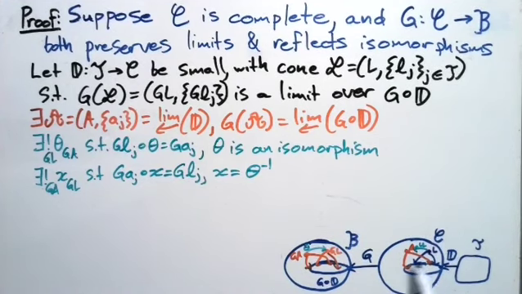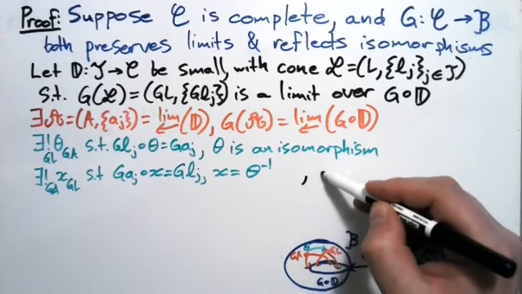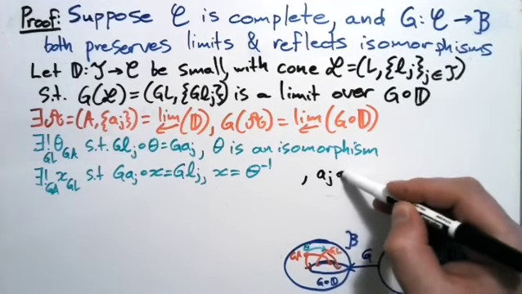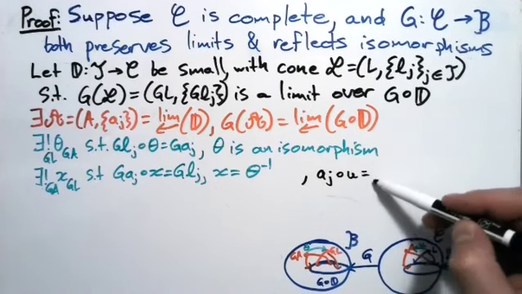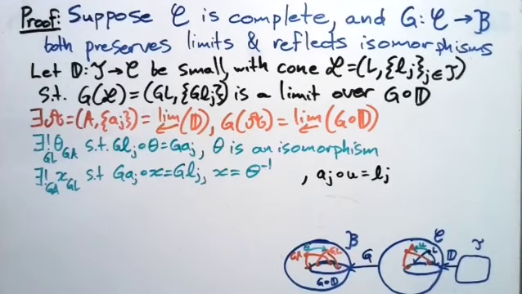Now U is a cone morphism, so it commutes with all of the legs of both of the cones, or the cone and the limit. So we have that AJ after U is equal to LJ. It commutes with all of the legs for all of the J.